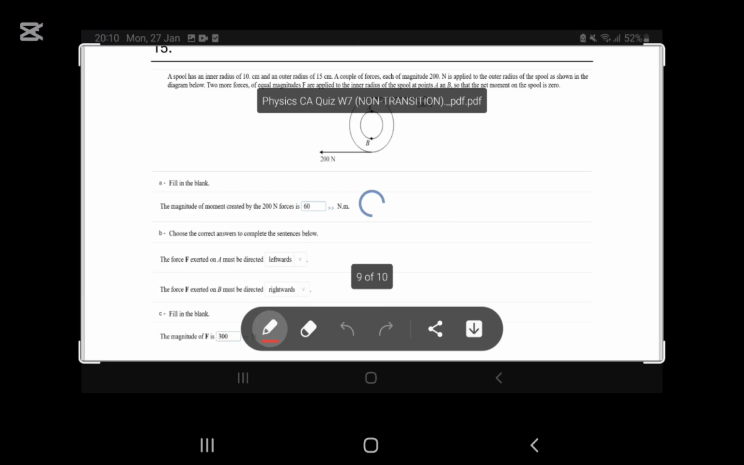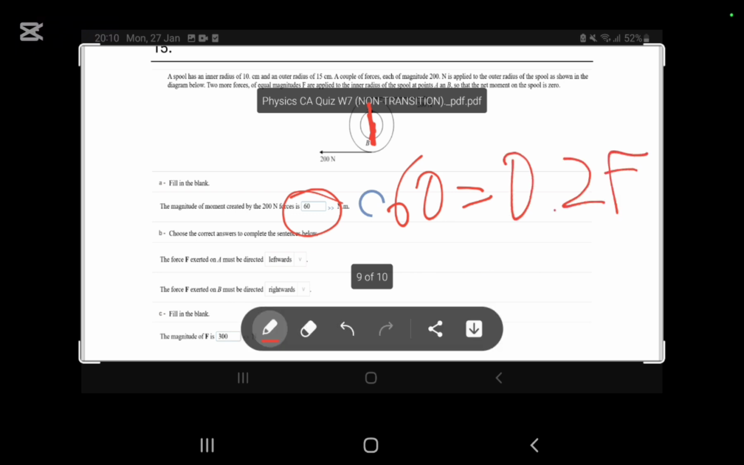The magnitude of F is what? So we have the magnitude of the moment, and since they said the net moment is 0, 60 is equal to, as we said before, they're asking for F, which is the inner one, and AB is 20 centimeters, or 0.2 meters. So 0.2 times F. So F is equal to 300.